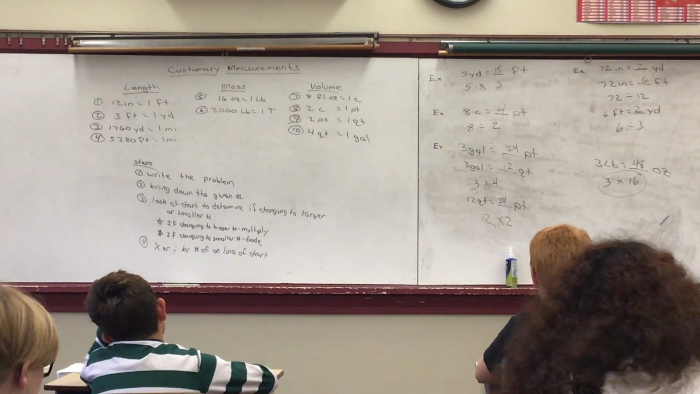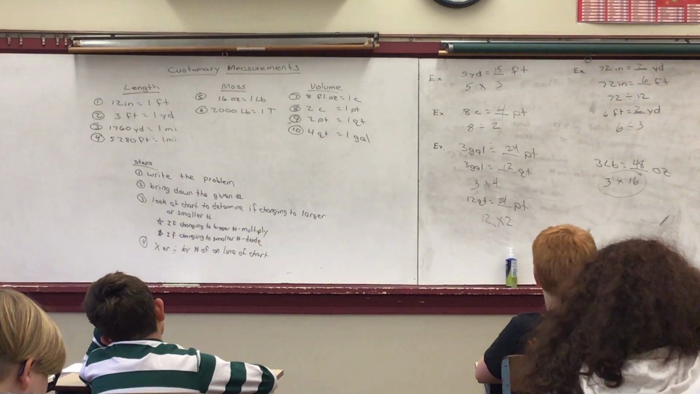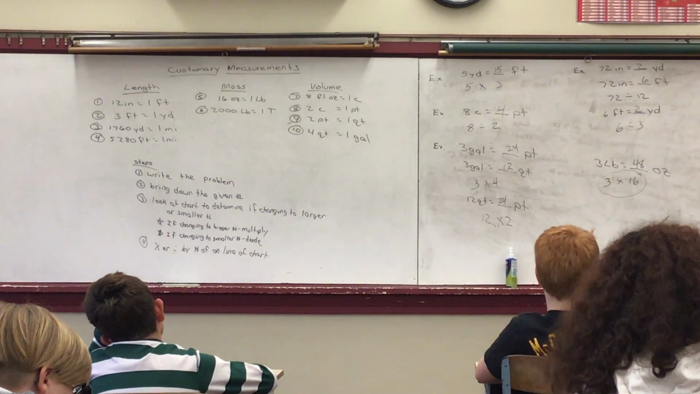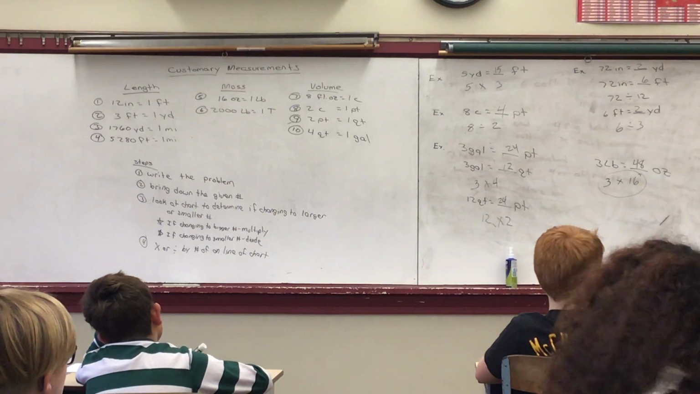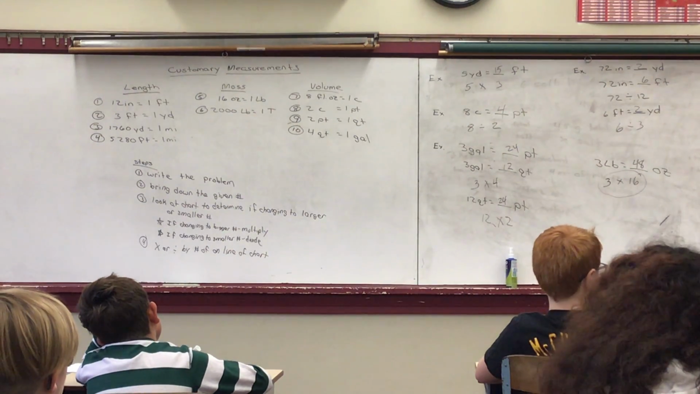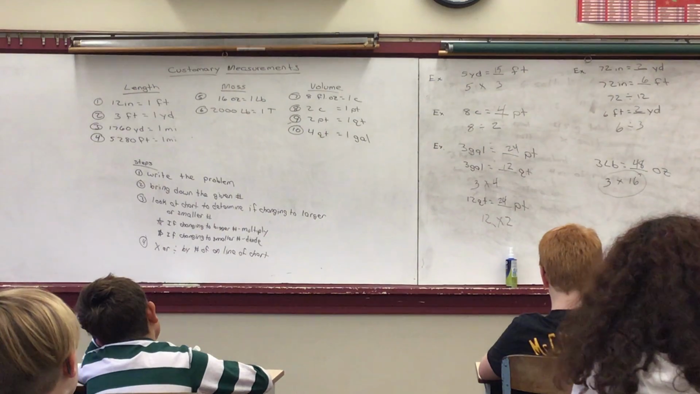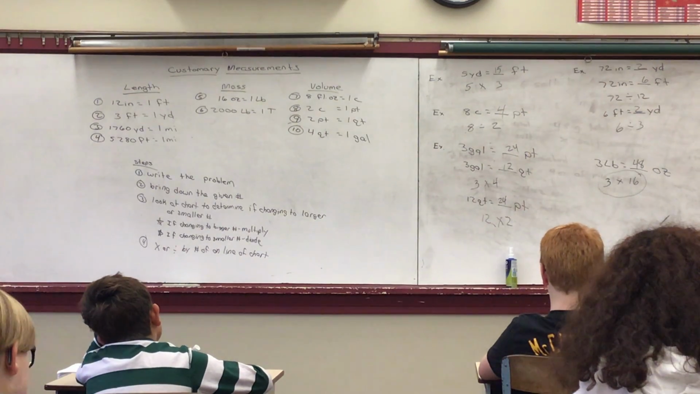36 quarts equals blank gallons. Do steps 1 through 4. Don't worry about solving it yet. Just do steps 1 through 4.